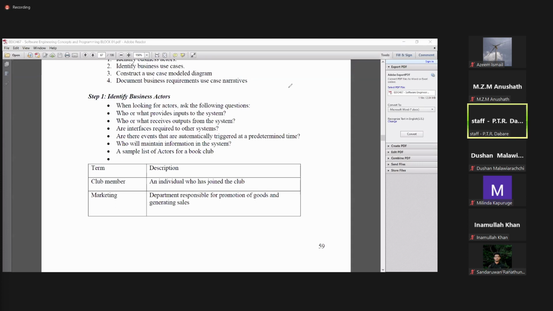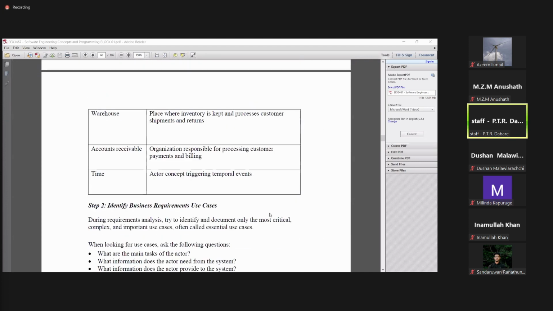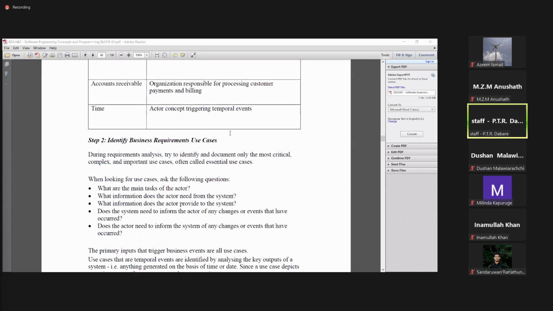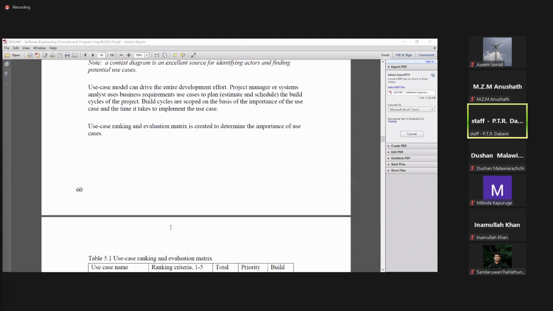Now, identifying the business requirements. So when looking for use cases, so someone asked how to draw use cases. So when looking for use cases, ask the following questions. What are the main tasks of the actor? What information does the actor need? What information does the actor provide? Does the system need to inform the actor for any events, right? So all those things, read the book, then you will understand.